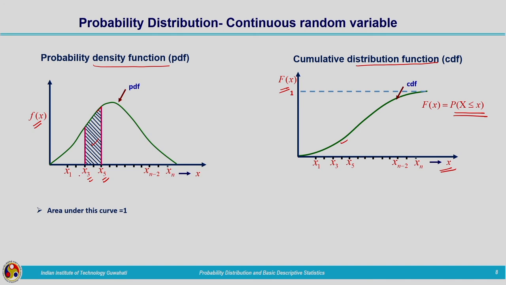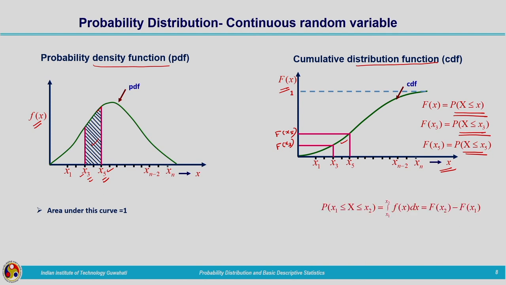And if we are talking about the values corresponding to x3 and x5, we can write F(x3) as P of X less than or equal to x3. That can be marked in the curve like this. This is the value corresponding to F(x3). Similarly, we can get the value corresponding to F(x5), given by P of X less than or equal to x5. So that can be marked here, and this corresponds to F(x5). Now if we consider the probability corresponding to X within an interval of x3 to x5, how can it be obtained? If we take the difference of the cumulative probabilities corresponding to x5 and x3, it will give us the probability corresponding to the random variable within that interval.